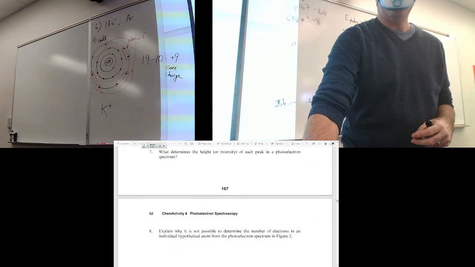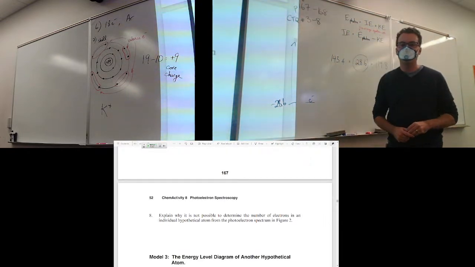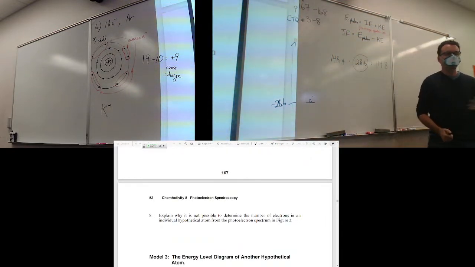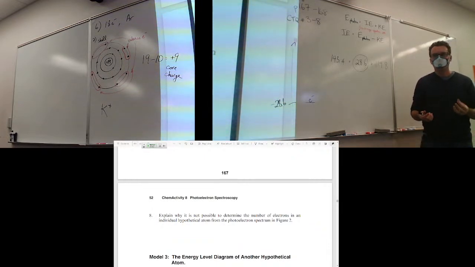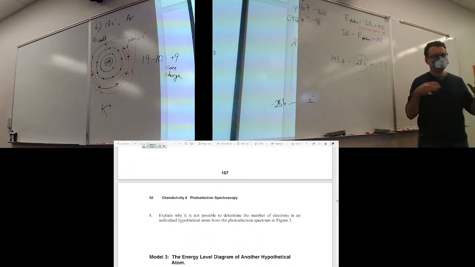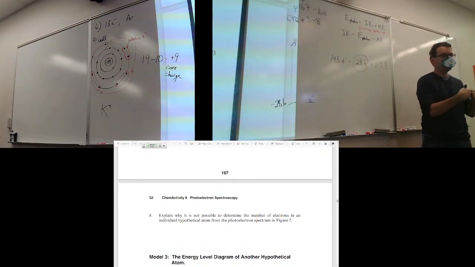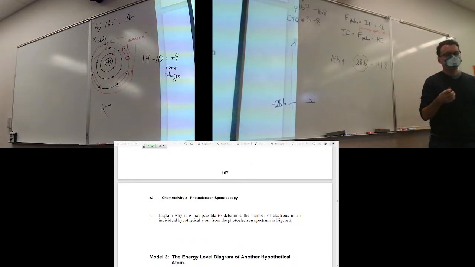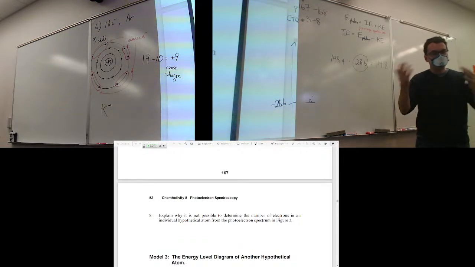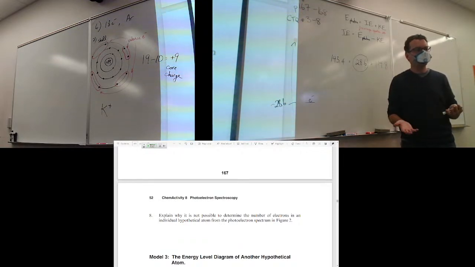And then 8, why is it not possible to determine the number of electrons in an individual atom? So basically what I just said. The experimental setup, we don't just inject one atom, hit it, and then see what electron comes out. We're constantly getting a stream of atoms going through the machine, and we're hitting it with tons of photons, and every atom is going to have a different electron come off, or maybe the same one, but we can't really count individual atoms.